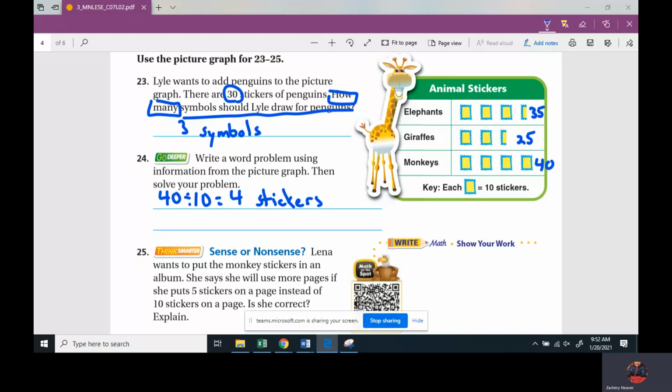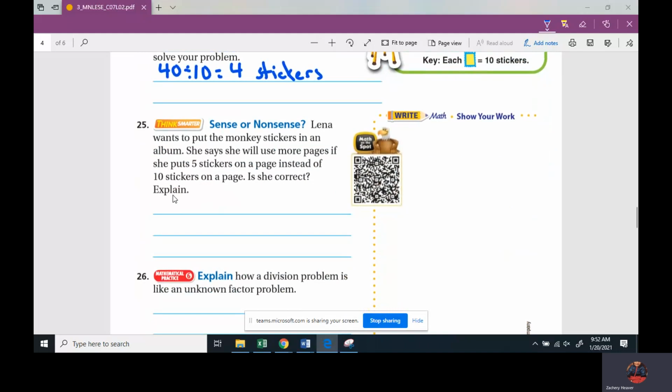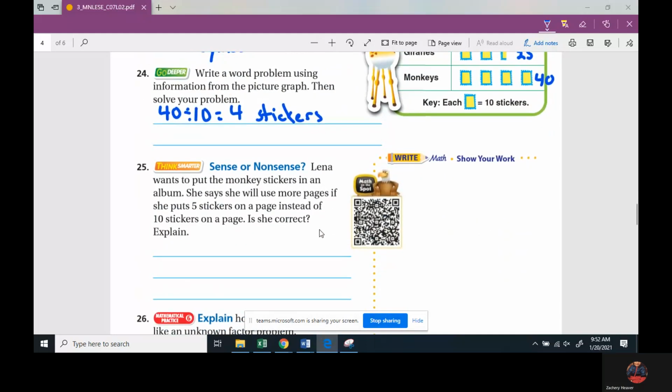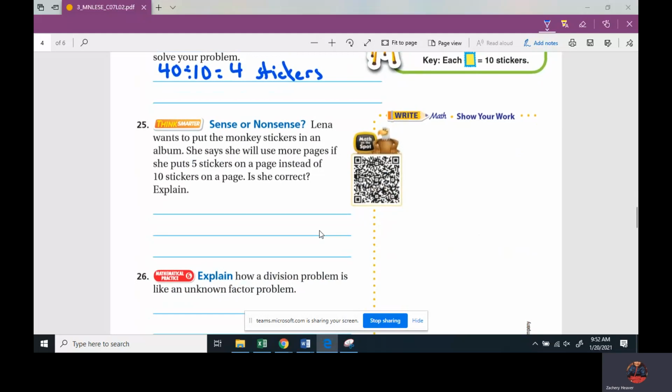All right, the next one. We're gonna see if this makes sense or nonsense, and we're gonna take a vote. Lena wants to put the monkey stickers in an album. She says she will use more pages if she puts 5 stickers on a page instead of 10 stickers on a page.